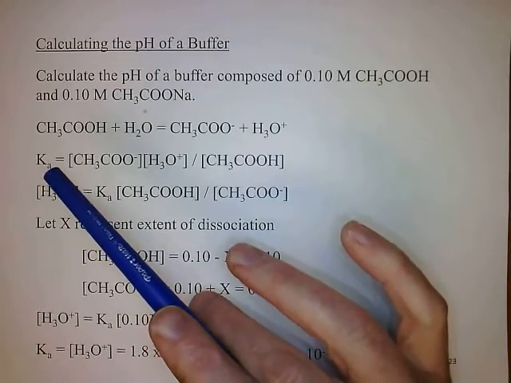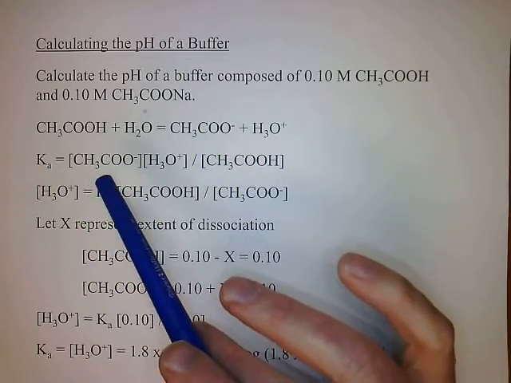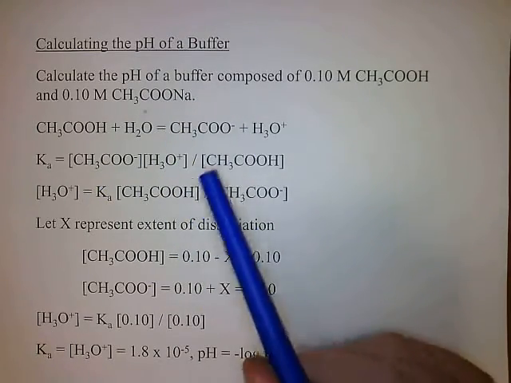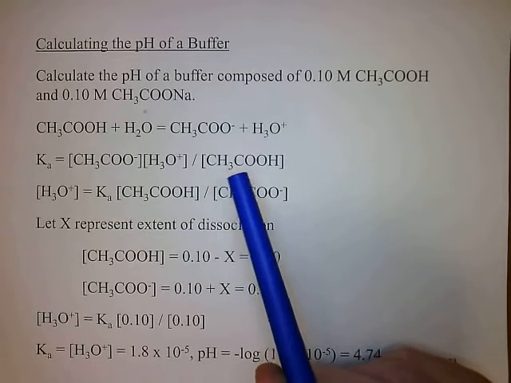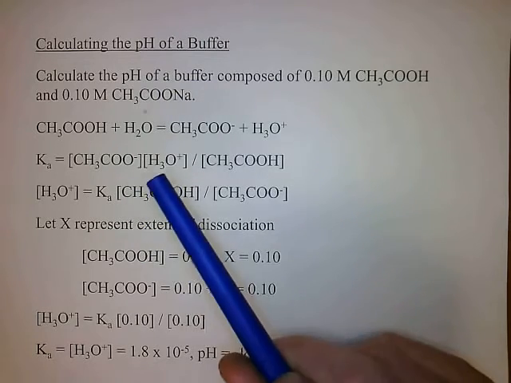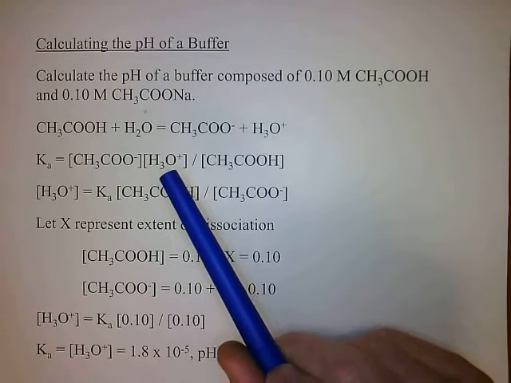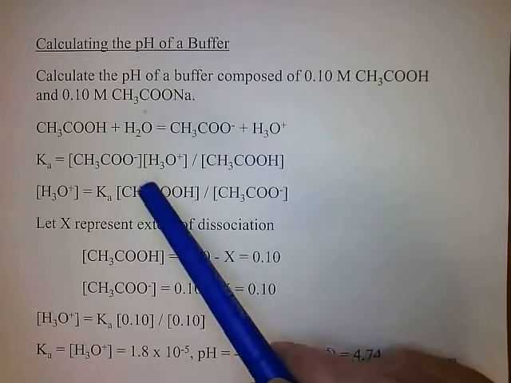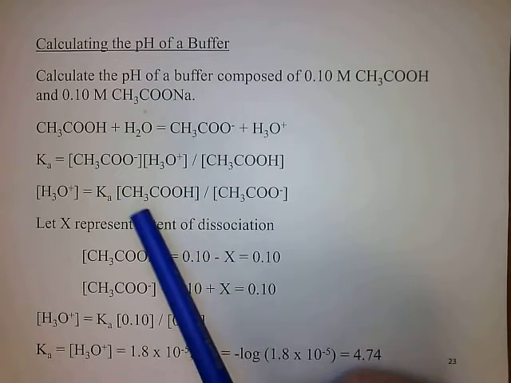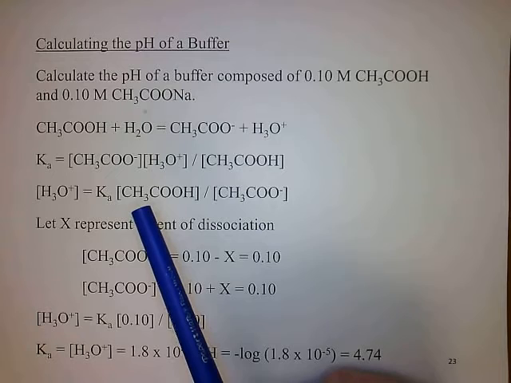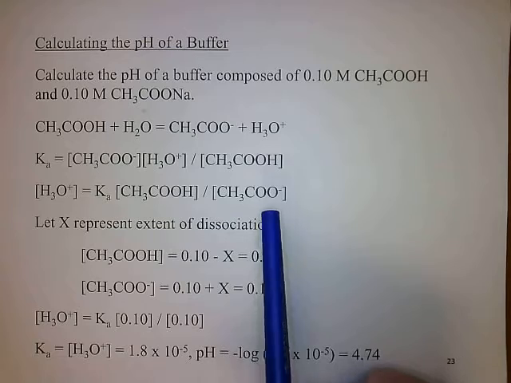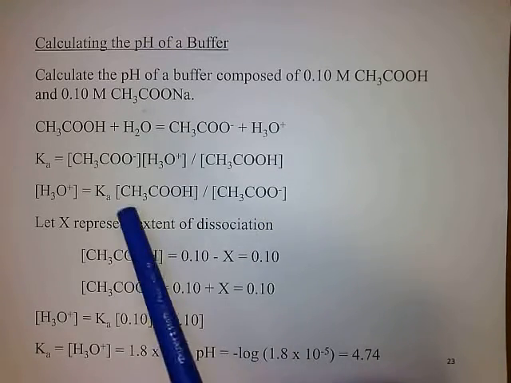So how would we write the K for this? Concentration of acetate divided by concentration of hydronium divided by concentration of the acid, acetic acid. Okay, so if we were to take that and rearrange it for the concentration of hydronium, which is what we're talking about, calculating the pH, then that's Ka times the ratio of the acid form of the buffer divided by the base form, or acetic acid divided by acetate, right?